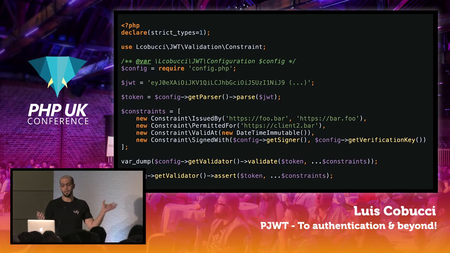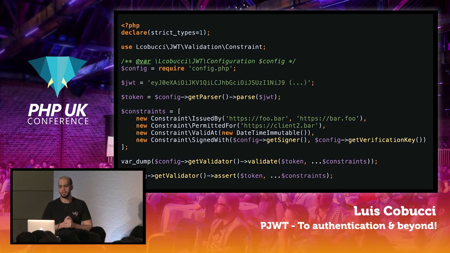One is basically, you get the validator and you call validate, that will return true or false if the token is valid or not. Or you can use assert and it will raise an exception if the token is invalid, based on the constraint list that you're passing. You can create customized validators or constraints. If you want to check, like, okay, the user ID must be an integer and must exist in my database. So you can create a validation for that if you want.